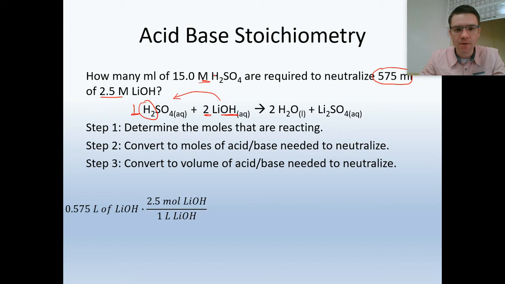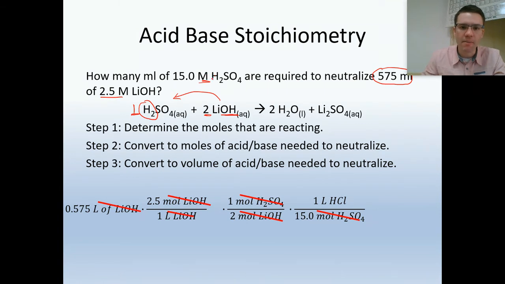Out of liters into moles for lithium hydroxide, out of moles of lithium hydroxide into moles of H2SO4 using your balanced chemical equation, a 2-to-1 ratio. And then out of moles into liters for H2SO4 using the molarity. Again, capital M means moles per liter.